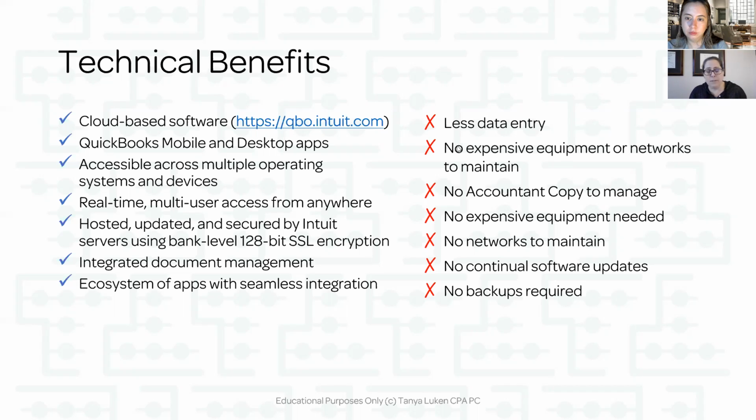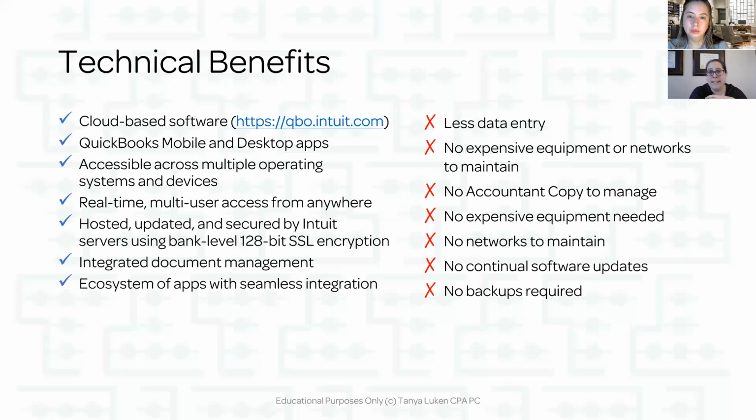There's less data entry, which is what I was talking about, because you can automate certain things. There's no expensive equipment or network to maintain. Again, you can do it from your phone. There's no accountant copy to manage. So I don't know if you remember with QuickBooks Desktop, or if you use QuickBooks Desktop, you would create an accountant copy, send it to me. We would do all of our accountant wizarding, and then we would send it back to you. And what happens is with that accountant copy, you can't do certain things while I have that accountant copy.